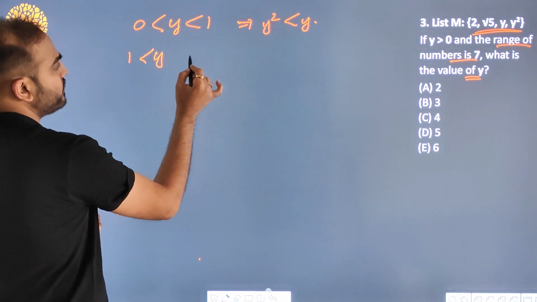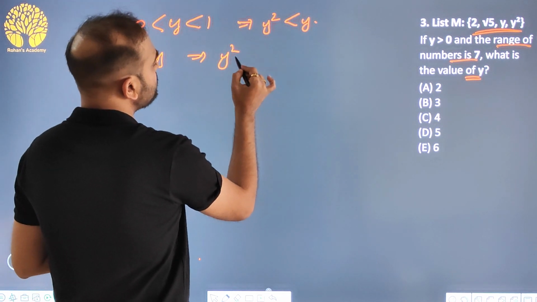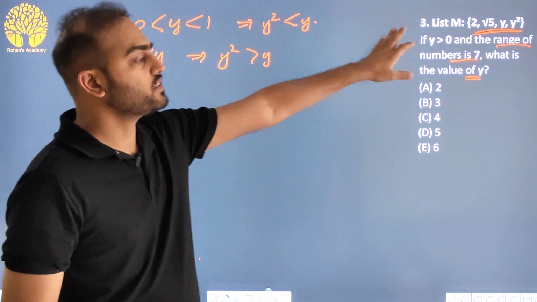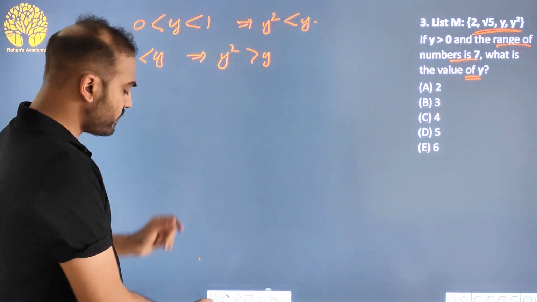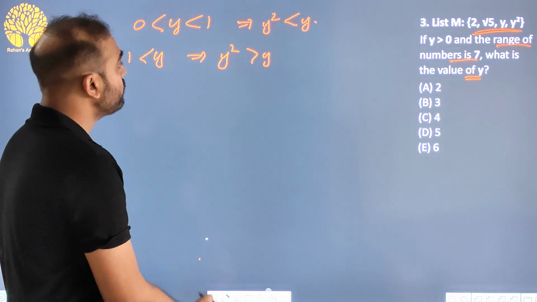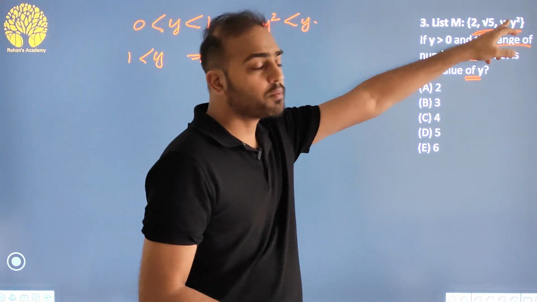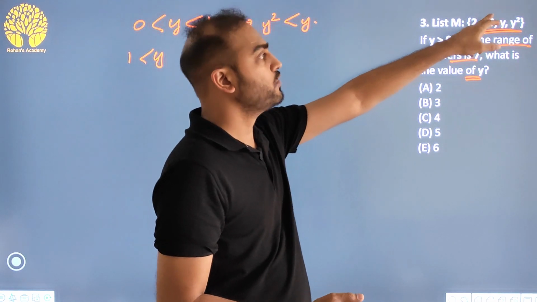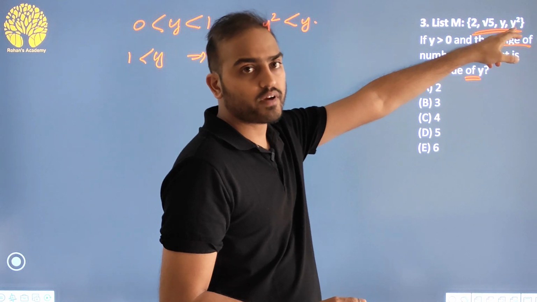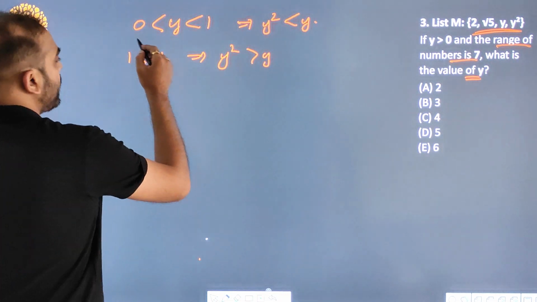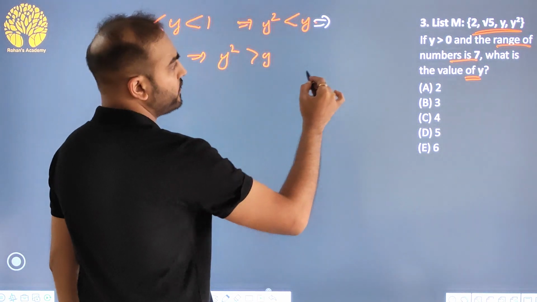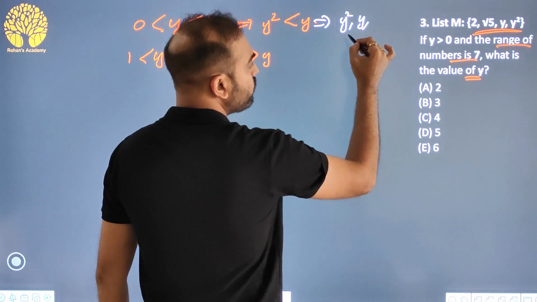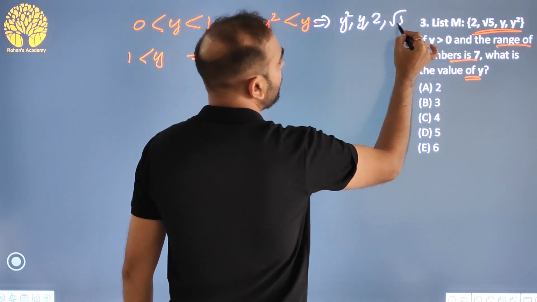Only if y is greater than 1, then y square is greater than y. So if we know y is positive, but say y is a fraction, then y won't become the greatest value, but y will become greater than y square. In this scenario, what will happen? Y square will become the least, then y, then 2, and highest will be root 5.